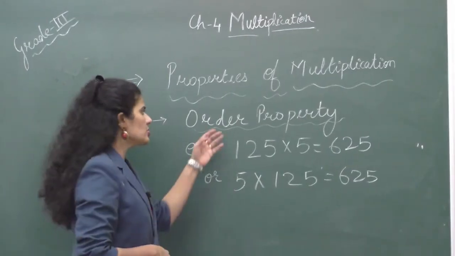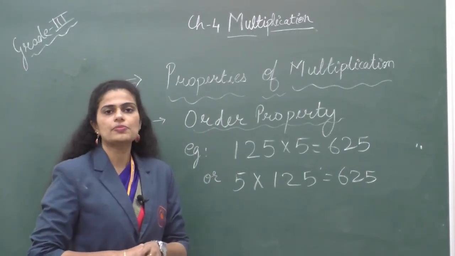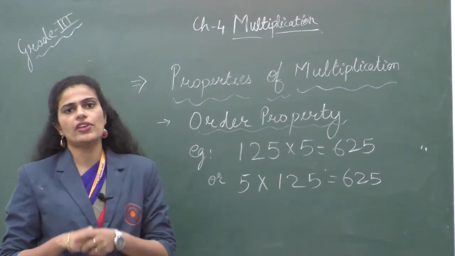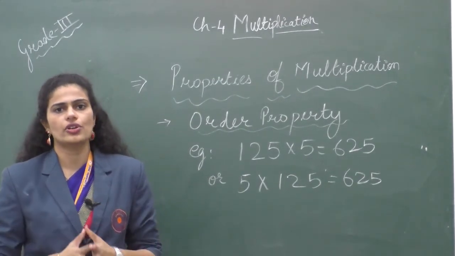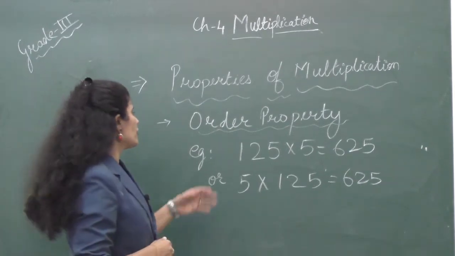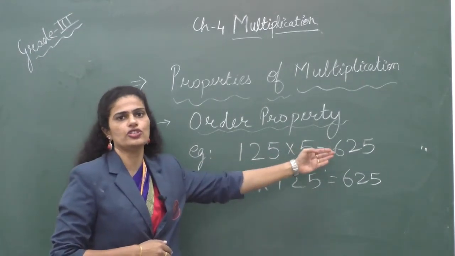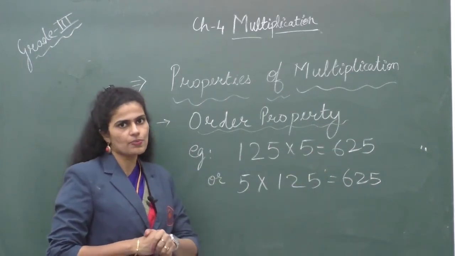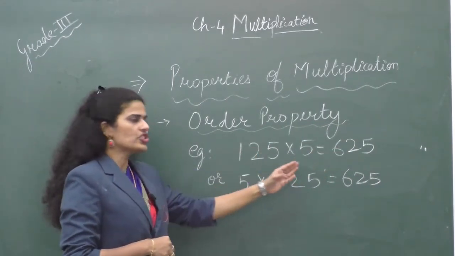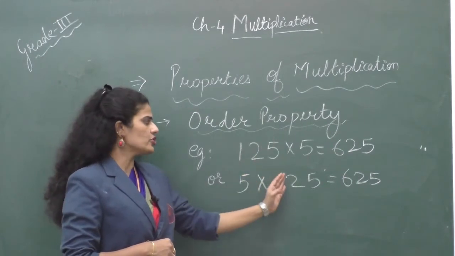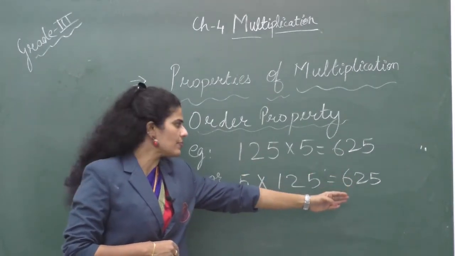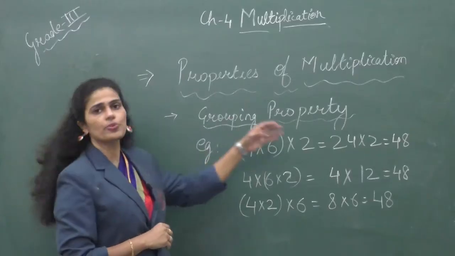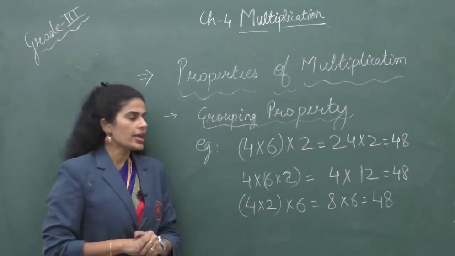Next property is order property. The multiplication of a number remains the same even if we change the order of the numbers. For example, 125 into 5 gives 625 as product, and if we change the order, 5 into 125, we get the same product as 625.